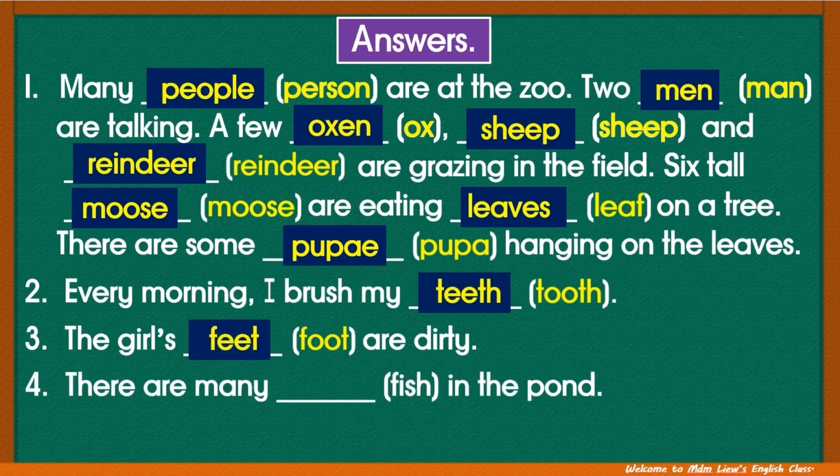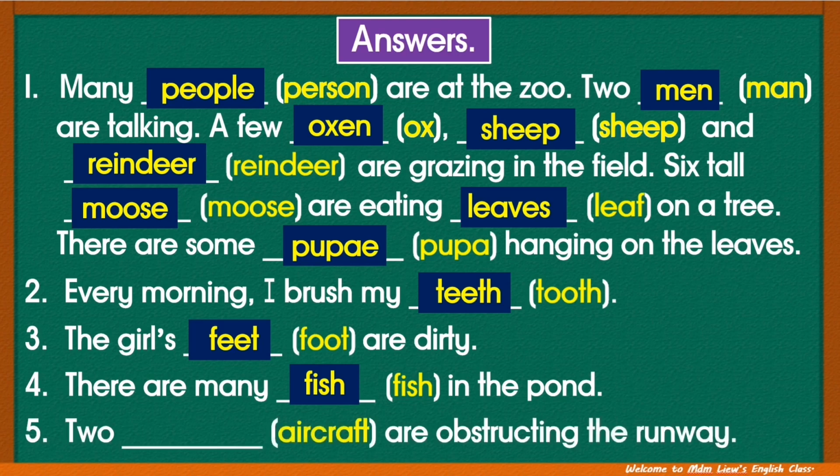Next, there are many fish. The plural of fish remains fish. Fish remains fish. There are many fish in the pond. Next, 2 aircraft. The plural of aircraft remains aircraft. Aircraft remains aircraft. 2 aircraft are obstructing the runway.